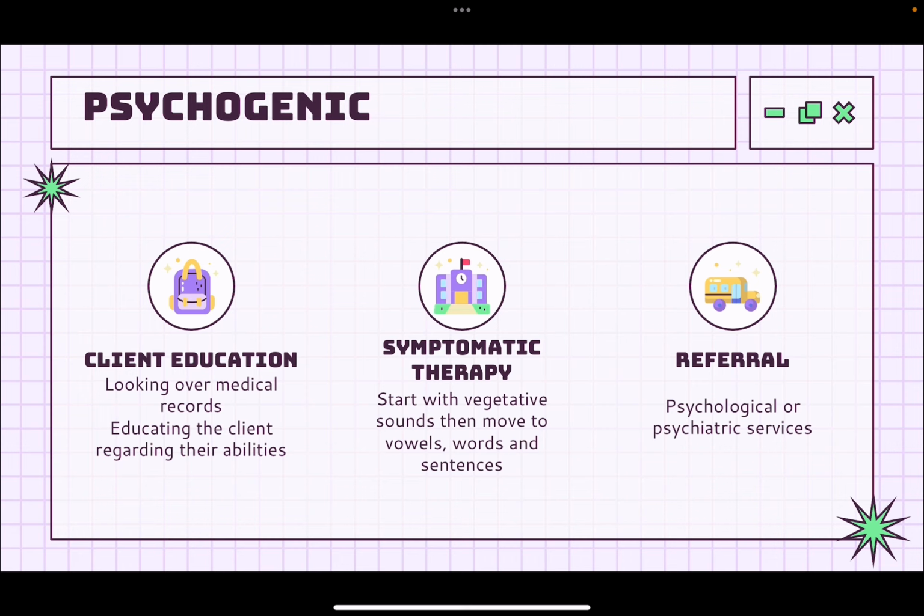It's a big part of listening, that active listening that we've talked about so many times in class, thinking about client education, making sure that we're thinking about what is going on with this particular client, and helping them to be able to start with just those vegetative sounds. Remember, vegetative sounds like the sounds that a baby makes, and then move through vowels and words and sentences. So it's kind of similar if you were working with a person with selective mutism. So that's kind of a similar approach. Theirs is not a voice disorder, but it is a similar approach that you could consider.